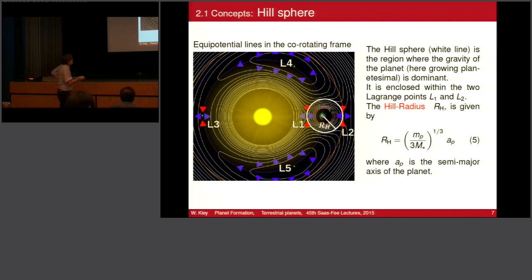Okay, and the formula for this Hill sphere basically is this relation here. It's proportional to the mass of this small object, M_P here, divided by the stellar mass, to the power 1/3, so there's a factor 1/3 here, which is very nice to remember, and then you have the distance of the planet from the sun here, the semi-major axis. So this is the so-called Hill sphere or Hill radius, which is a concept that comes up again and again.